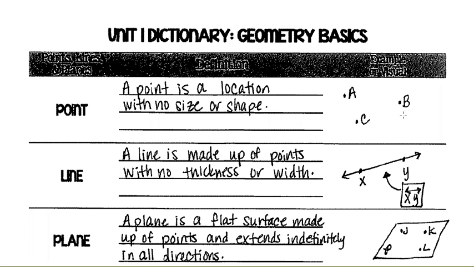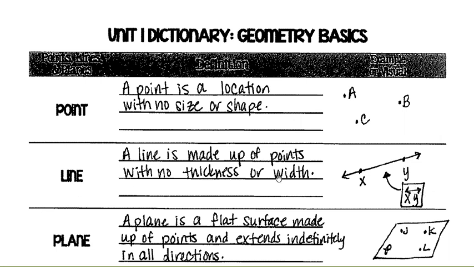So point. A point is a location with no size or shape. So this is a point, this is a point, this is a point. They're just reference points of locations. Now, line. A line is made up of points with no thickness or width. So it's kind of like a point also. It has no thickness or no width. So it's just letting you know direction pretty much. X and Y points. So this is called line XY. So this is how you draw the symbol for line XY.